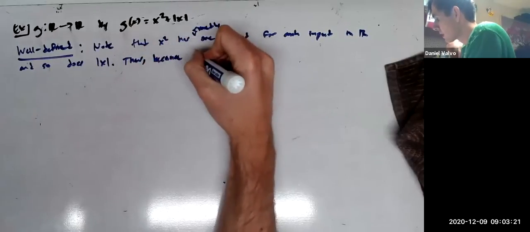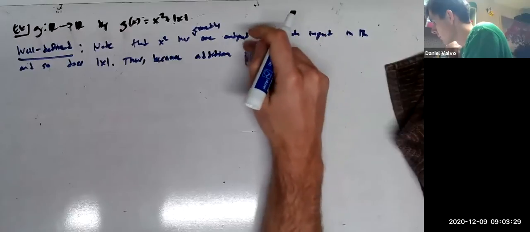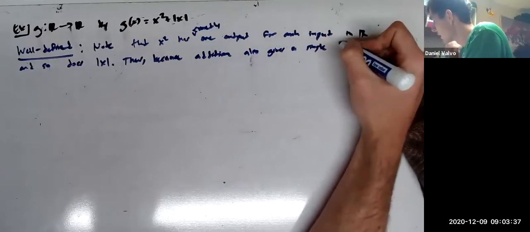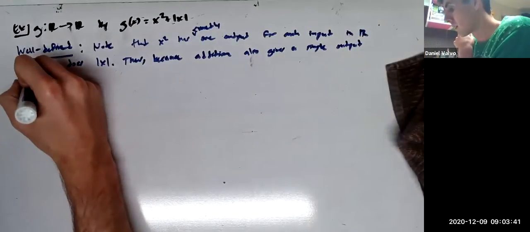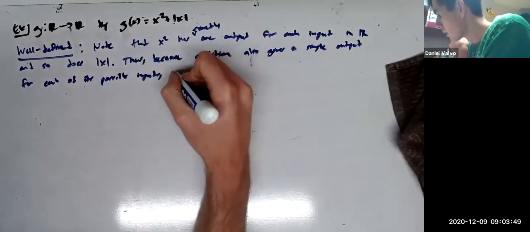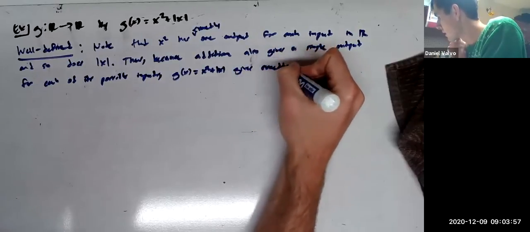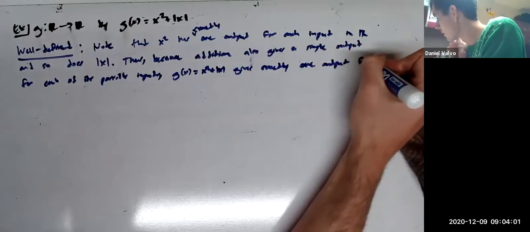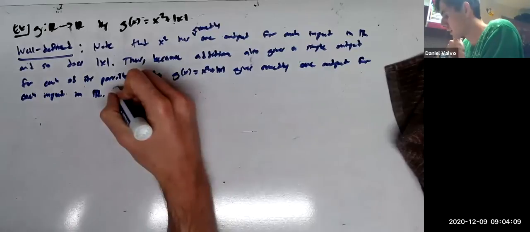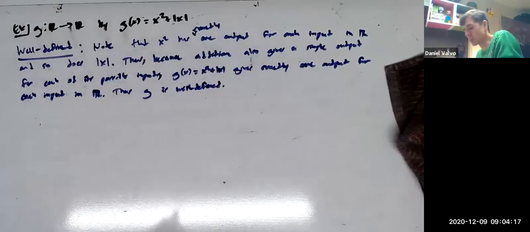Thus, because addition also gives a single output for each of its possible inputs, g of x, which equals x squared plus the absolute value of x, gives exactly one output for each input in R. Thus, g is well defined. So here's what we're trying to get at here.